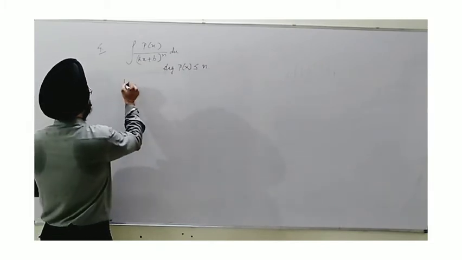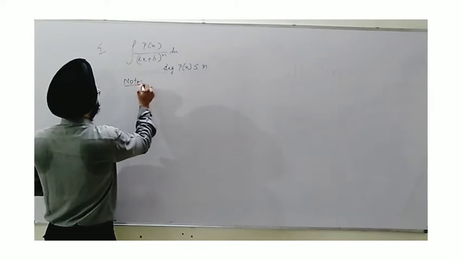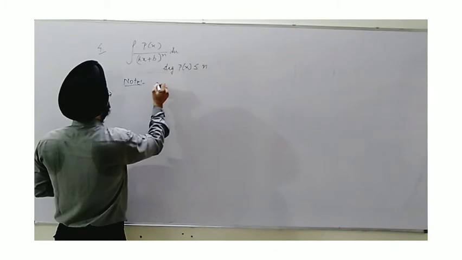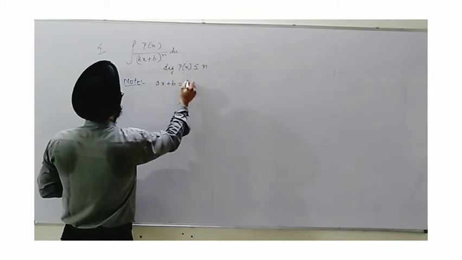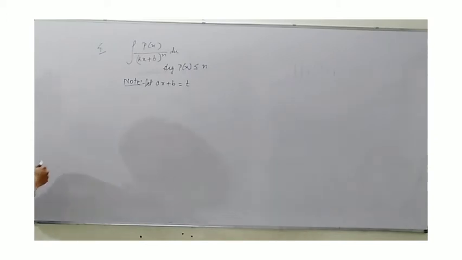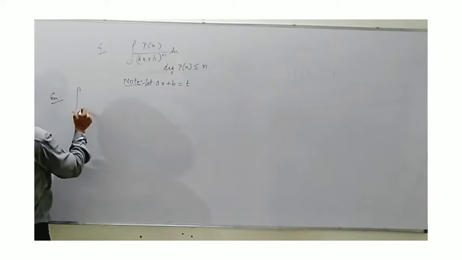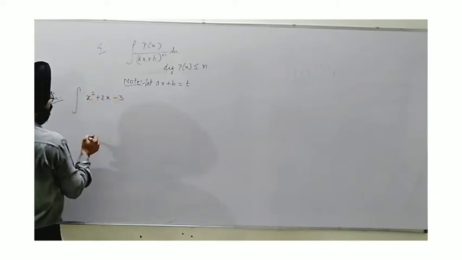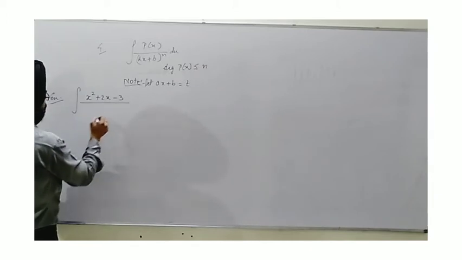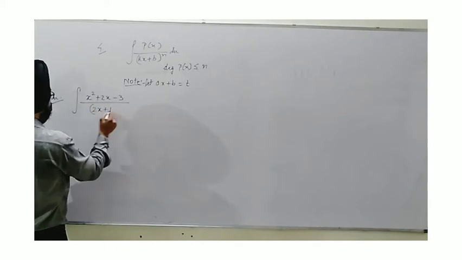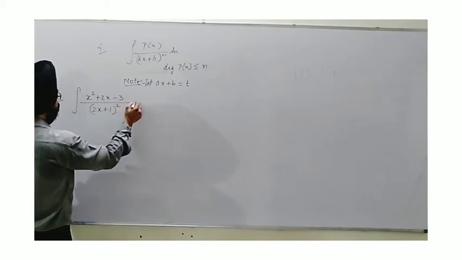Here, this note can be written: we should take ax plus b as t. Now we will solve by example. Suppose the first example I am taking is x square plus 2x minus 3 divided by 2x plus 1 raised to the power 2.